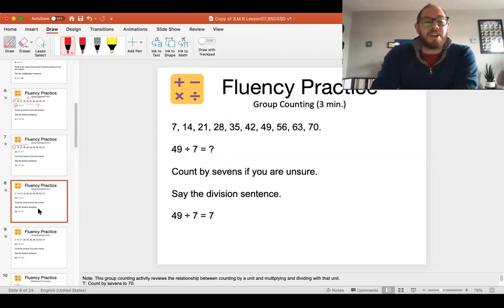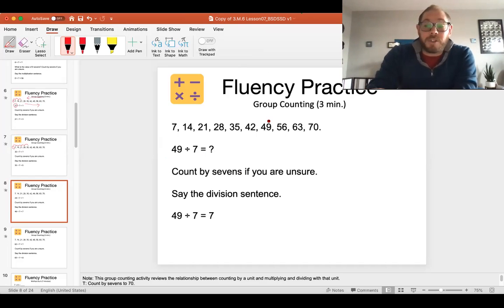All right, let's look at our next one. 49 divided by 7. I'm going to let you go ahead and try to solve that by yourself. How many groups of 7 is 49? All right, if you said 7 groups of 7, well done, you got it right.